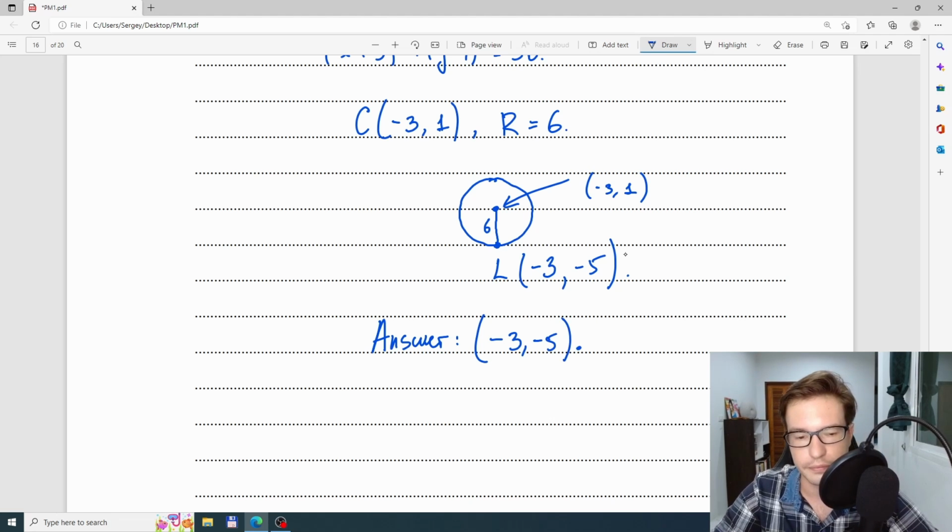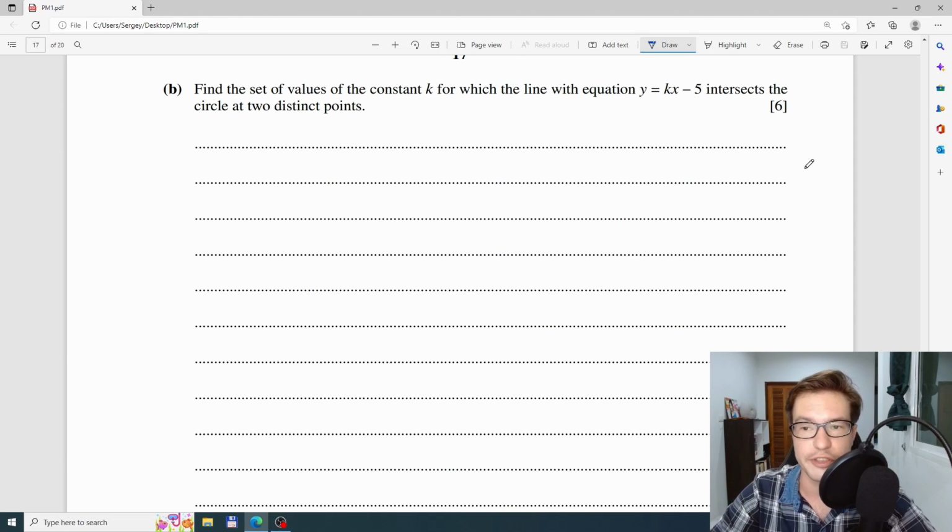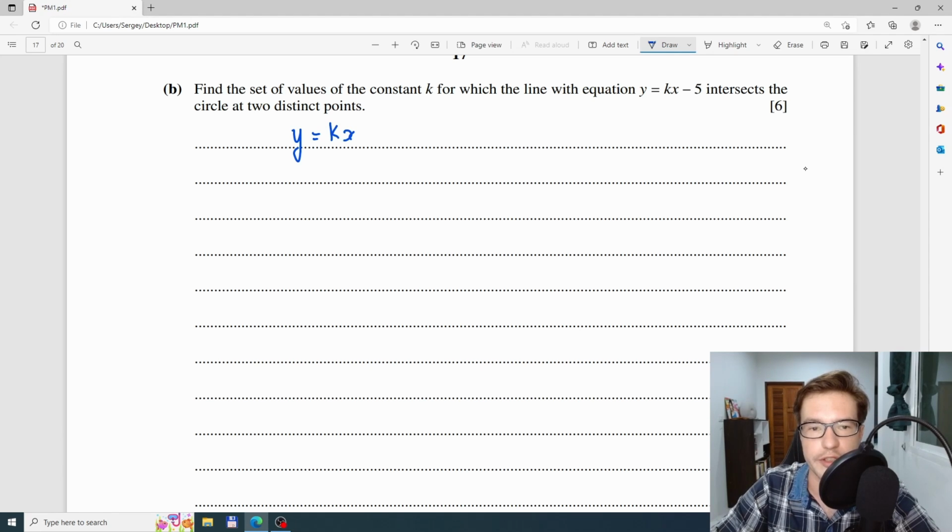Next question. The next question is about intersection one more time. And let's state both equations again. So y equals kx minus 5, that's the line. And the equation of the circle is x squared plus y squared plus 6x minus 2y minus 26 equals 0. So to find the points of intersection, we would have to solve those equations simultaneously. And they're asking for the value of k for which we have two distinct points. So that means the simultaneous equations must have two solutions.